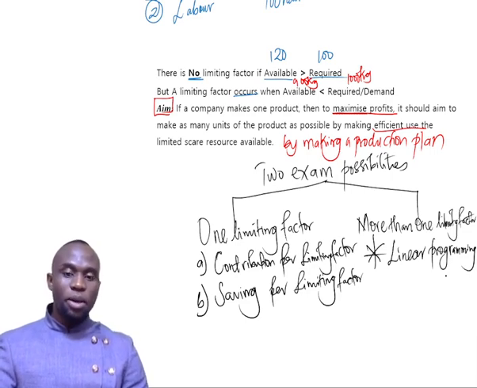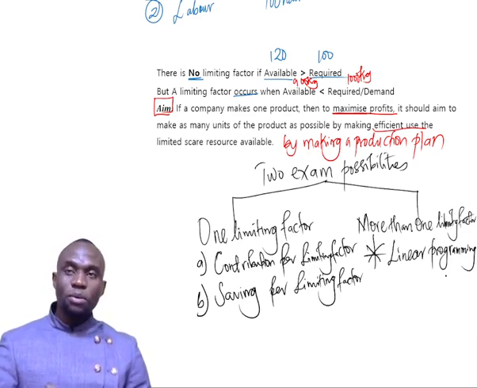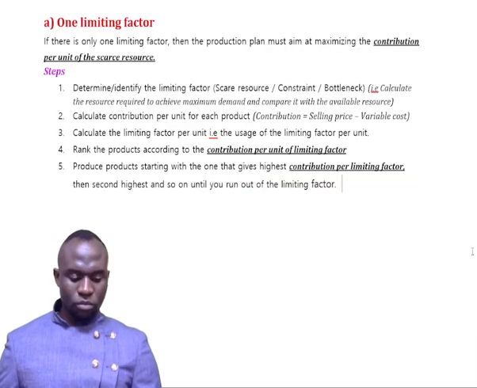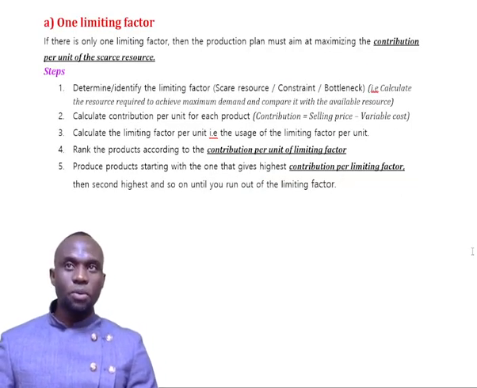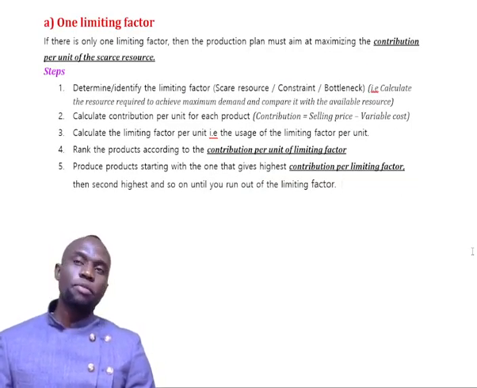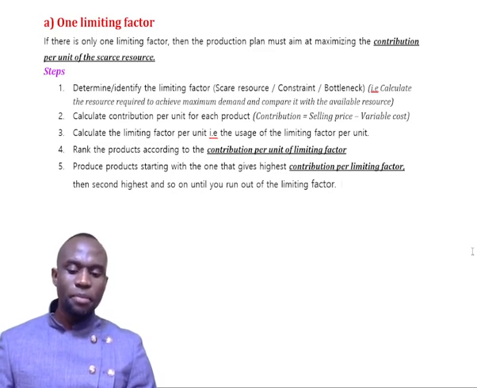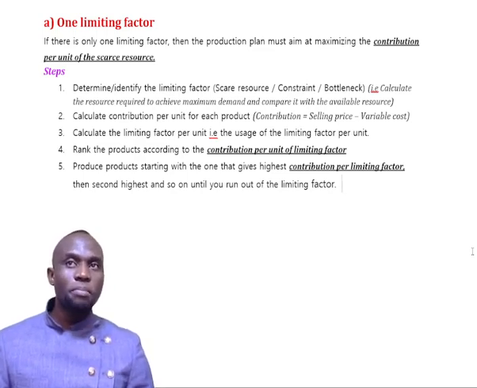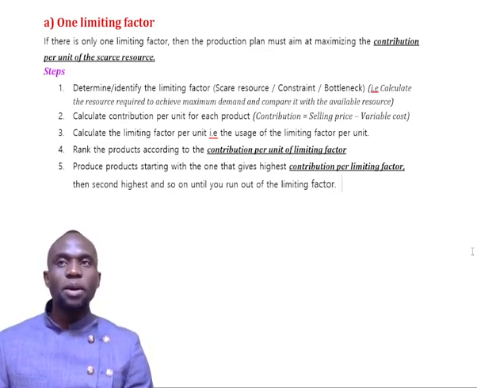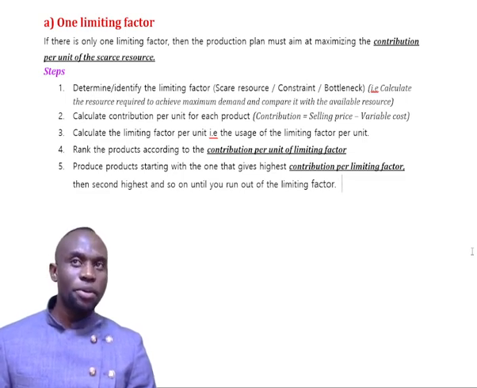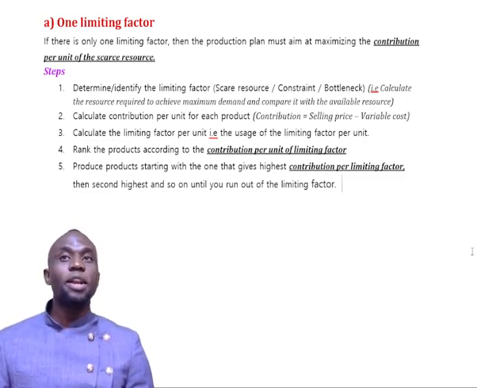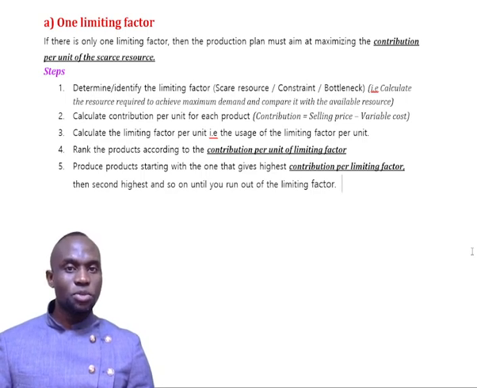So we are going to start by looking at one limiting factor. If there is only one limiting factor, then the production plan must aim at maximizing the contribution per unit of the limiting factor or the scarce resource.